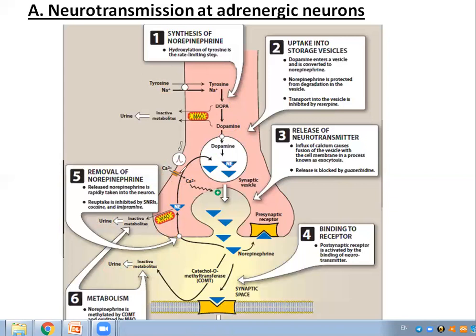Now, note that the removal of the norepinephrine from the cleft and its reuptake by this transporter can be inhibited by, for example, cocaine and imipramine. So those drugs will be discussed further in the next session.